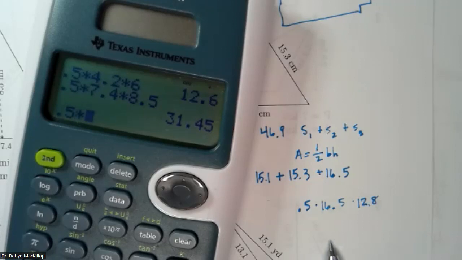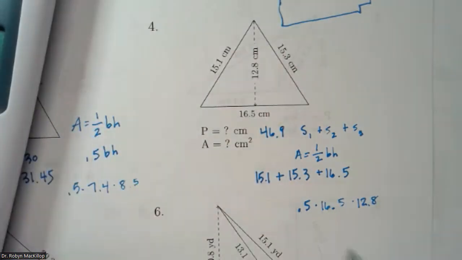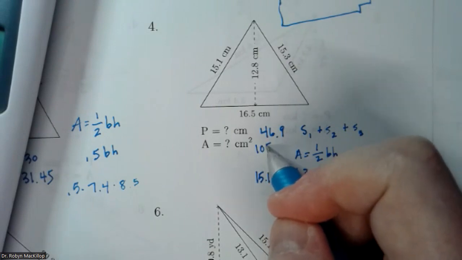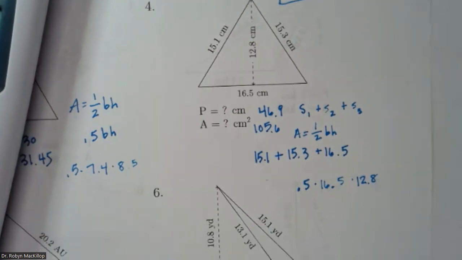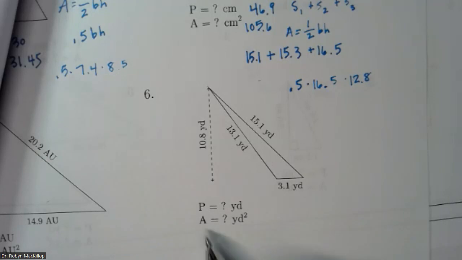0.5 times 16.5 times 12.8 gives you 105.6. Excellent. And then look at this funny skinny triangle. It doesn't matter what kind of triangle they give you. They have to provide enough information for you to figure out what it is they want you to do.